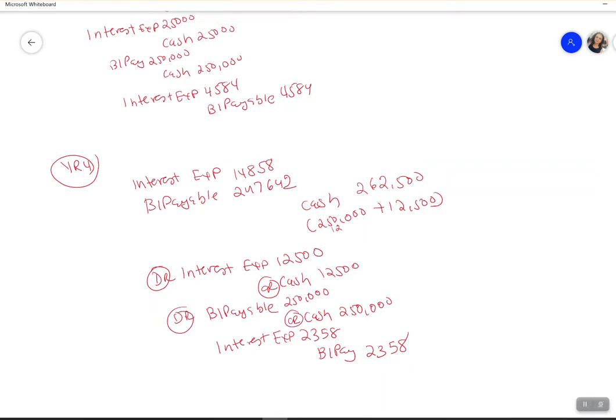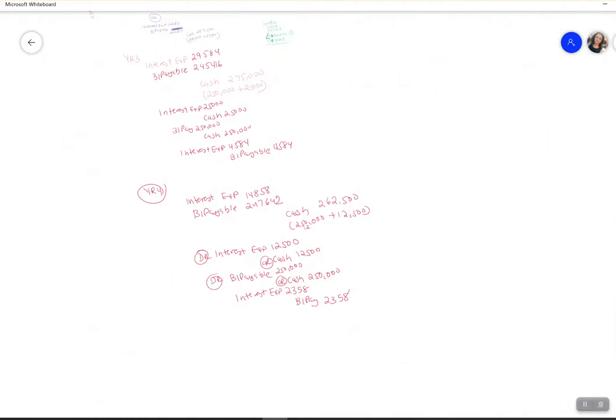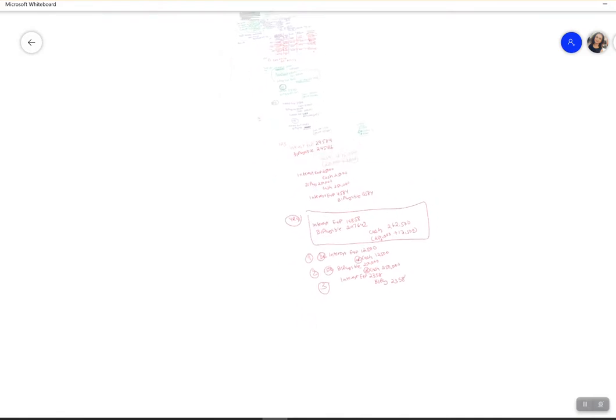So you could combine the entries, or you could do it as 3 different entries. For most students, what they do is they like to combine it. We want to make our life easier, not make it difficult. So this is how you calculate your serial bond.